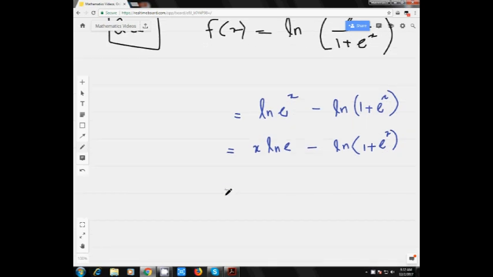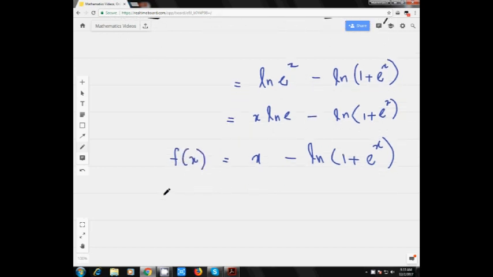As was discussed in one of the previous videos, ln e is equal to 1, therefore x multiplied by 1, which need not be written with x because 1 is the multiplicative identity of real numbers, minus ln of 1 plus e raised to the power x. So this is the simple form of your given function.